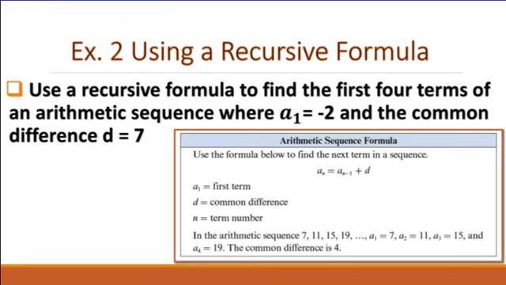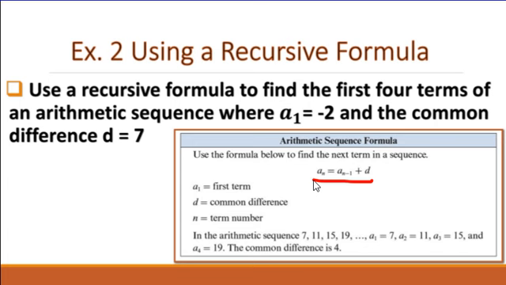Example 2, using a recursive formula. We use a recursive formula to find the first 4 terms of an arithmetic sequence where a subscript 1 equals negative 2 and the common difference d equals 7. And the formula you can see is listed here. a subscript n is equal to a subscript n minus 1 plus d for the common difference. So you use the formula to find the next term in a sequence.